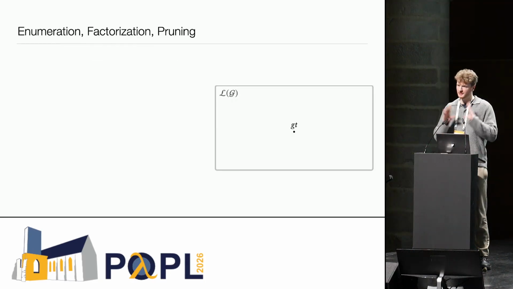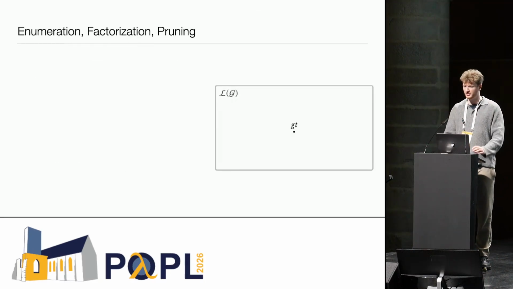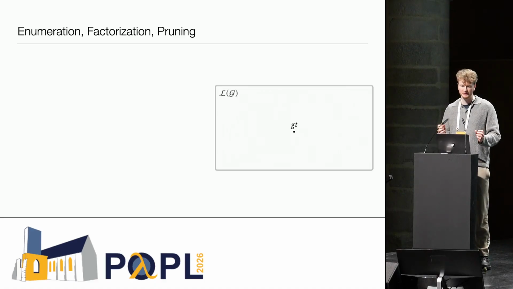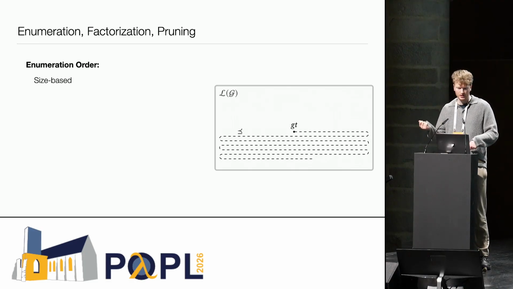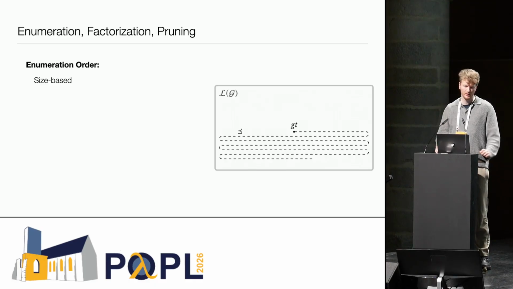Now, if we zoom a bit out and look at this more abstractly, we have our search space here, and somewhere in there is the ground truth. And we just enumerated the programs along some enumeration order. And what we did is we enumerated the ones of size 1, and then some bigger programs, so we enumerated them along their size.